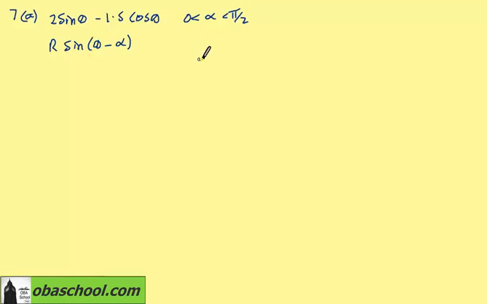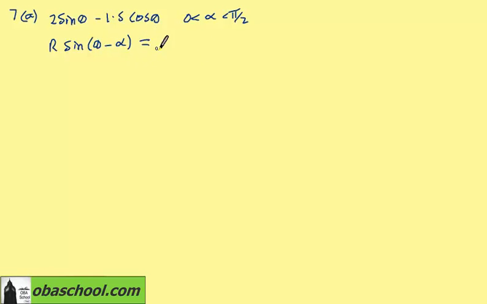Question 7, Part A. We're asked to express 2 sine theta minus 1.5 cos theta in the form r sine theta minus alpha, where r is a positive constant and alpha has to be between 0 and pi by 2 radians. We're asked to give the value of alpha to 4 decimal places.